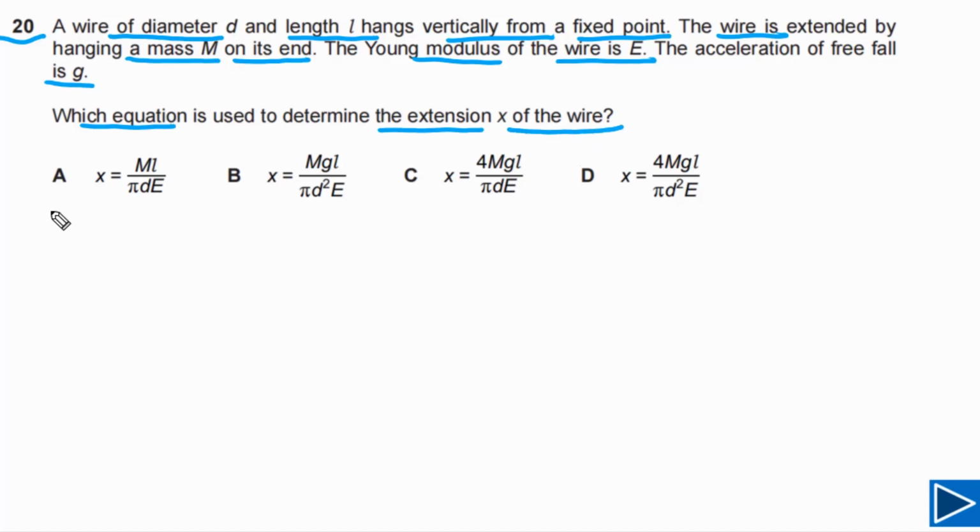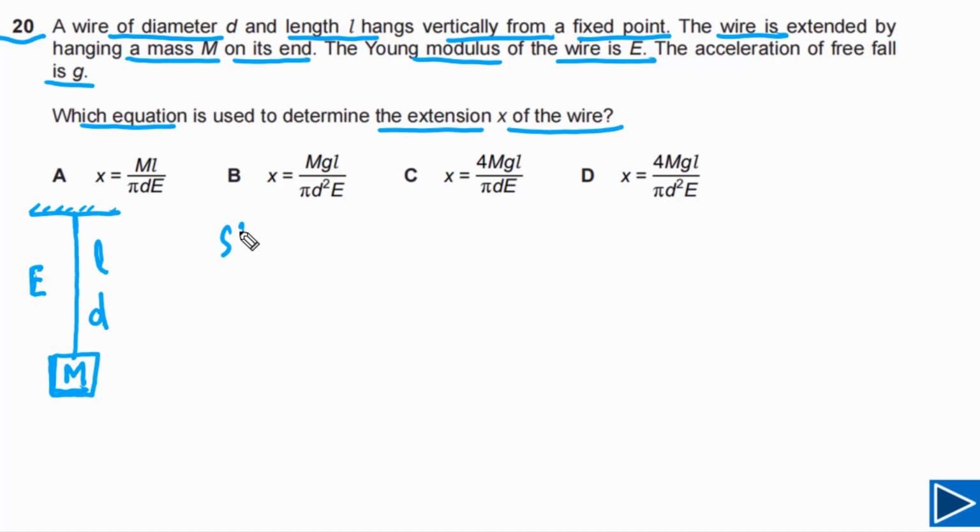So we will start by sketching, so you can get a clear picture of this question. Imagine that this is a fixed point and the wire is hanging from this fixed point, and there is a mass attached at the end of this wire, and the mass is capital M. The length of this wire is given, that is L. Young's modulus of this wire is given, that is capital E. Diameter of the wire is given, that is d.